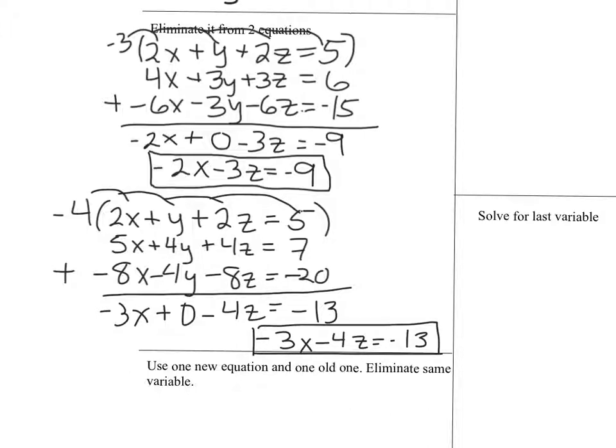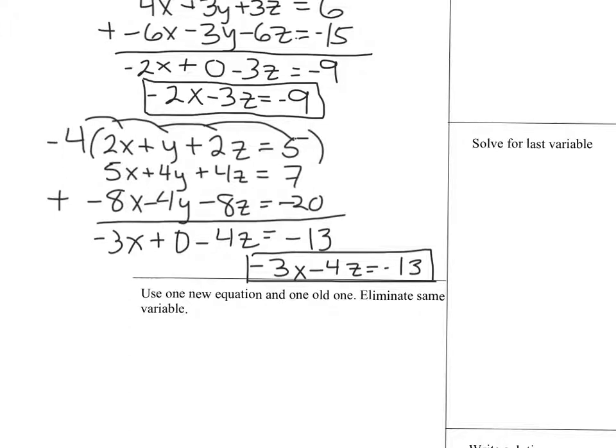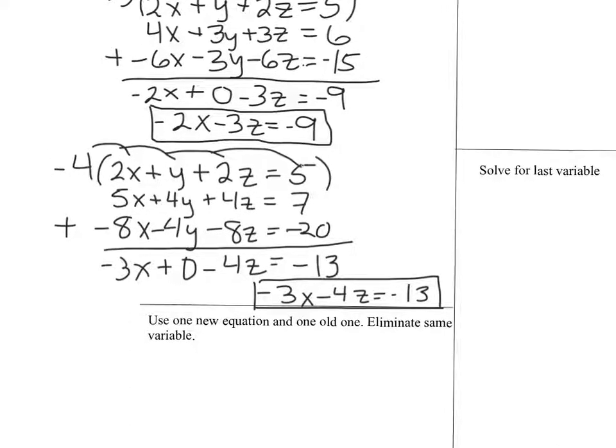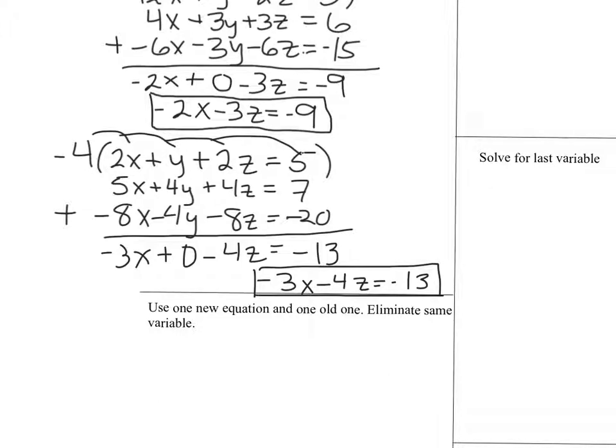Now, it says on the next one down here that we're going to use one new equation and one old one to eliminate the same variable. But technically, we've already done that, right? We did that right here in all of this. It's just that I put it in this top box because I had enough space for it. But this is us right here, okay? So we could put all that work in that box and we're good.